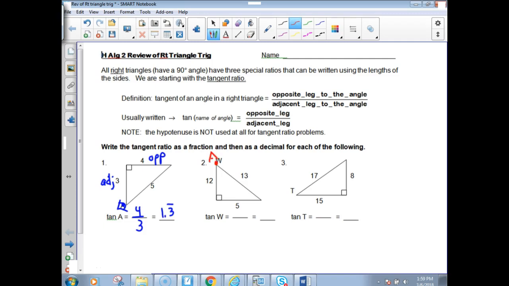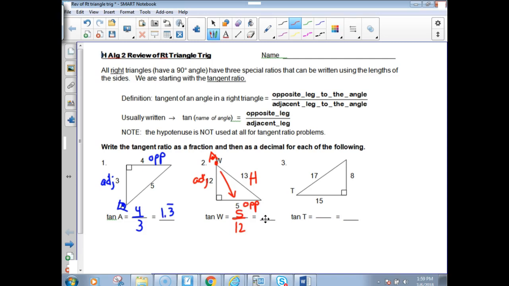Tangent of W, you look and say, well, I have to start at the W, so it's like you're looking from there now. I'm teaching this in geometry too, and a lot of kids don't know it yet at all, so I'm explaining it a little bit like that at first. This would be your opposite leg to that angle W, and this would be next to it, adjacent. You might say 13 is next to it too, but it's specifically the hypotenuse, and we're not using it. So that'd be 5/12.